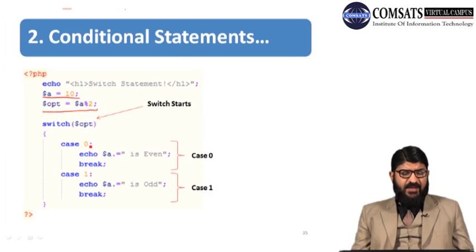If now the case is 0, print the value of variable a if it is an even value, else break, which means go to next. If it doesn't match, then it will move again to the switch statement, and the switch will check for other cases. If it is an odd value, print that.